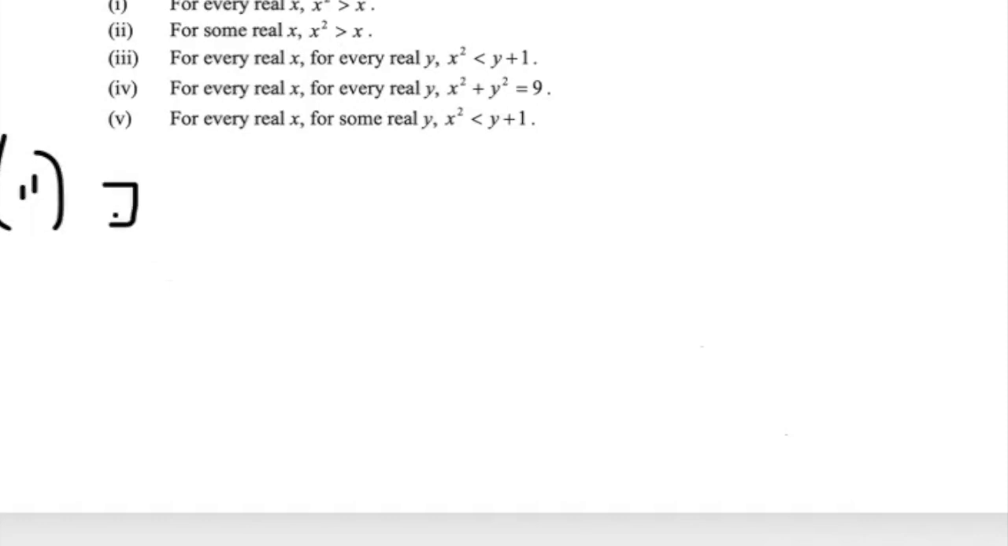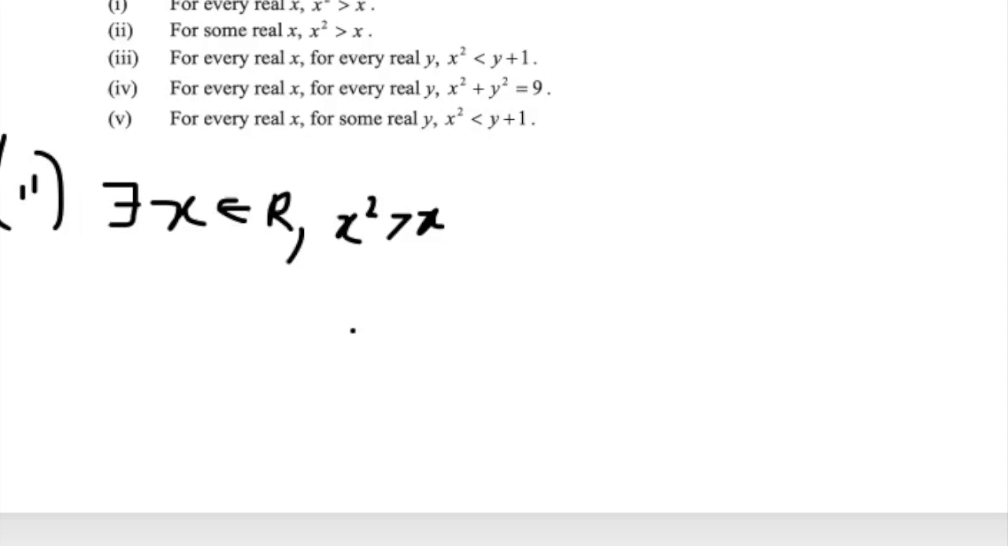For part 2, for some real x, x squared is greater than x. For some, so there exists some x value that's an element of the real numbers where we have x squared is greater than x. Now, is this true or false? That's true. Because it says some, it means we would pick some numbers that will satisfy.